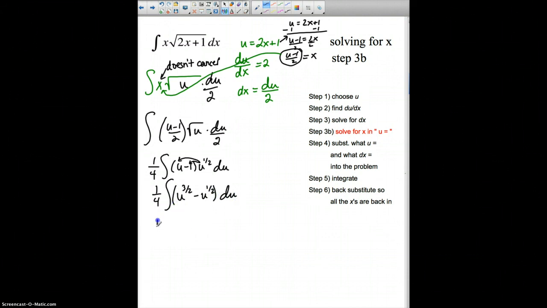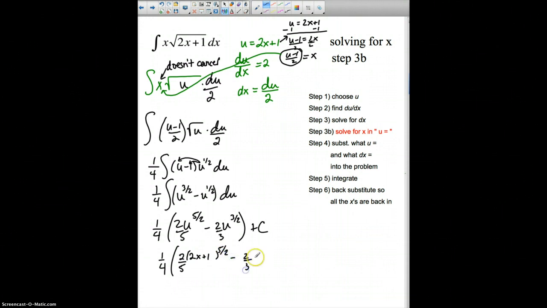Now we can integrate. 1/4 times, add 1 to the exponent, divide by the new exponent. Add 1 to the exponent, divide by the new exponent, plus c. Back substitute. 2/5 u to the 5/2, and u is 2x plus 1, minus 2/3 u to the 3/2. Now that would be fine. Leaving that answer is fine. Everything's back in where it should be.